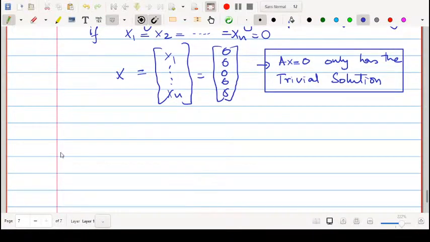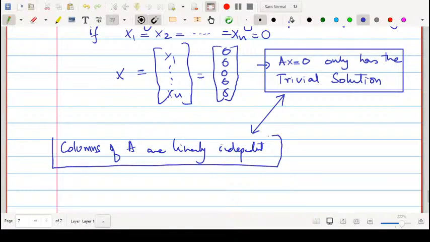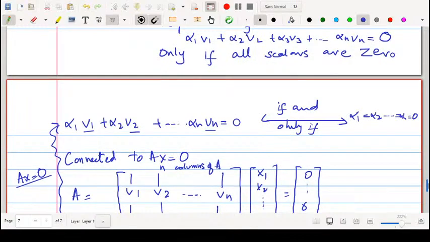So this is something that I want to write down: the columns of A are linearly independent if and only if, and let me just make an if and only if symbol, Ax equals 0 only has the trivial solution. So these are equivalent statements that we've just seen, right? These are two lenses to the same problem. Okay.